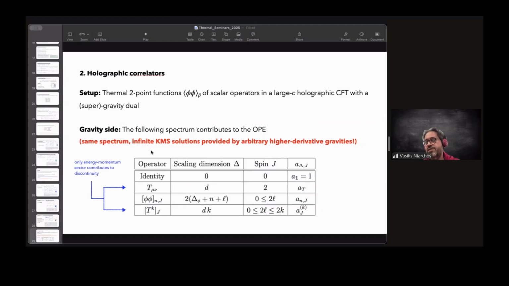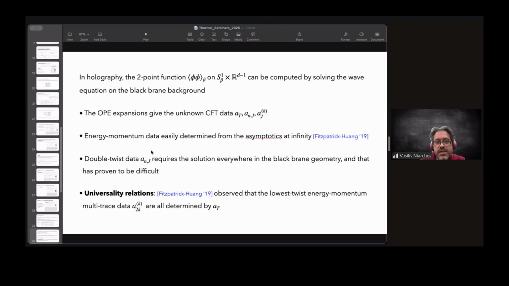is an infinite family of solutions. Basically, they correspond to arbitrary higher derivative gravity theories, and they correspond to different solutions of the KMS condition. So this is an interesting example where if we did a convex optimization, we would identify just one solution, and then we'd miss the whole thing.